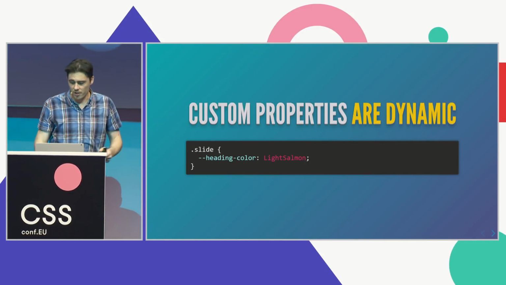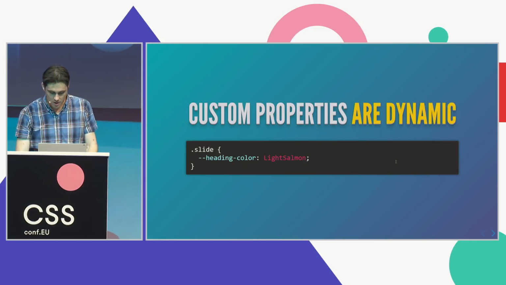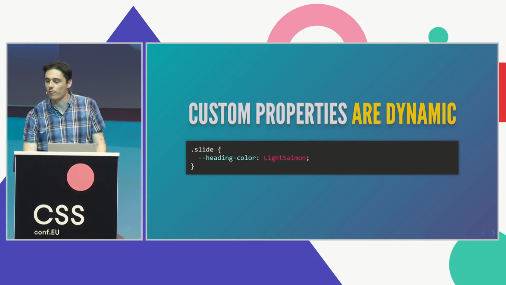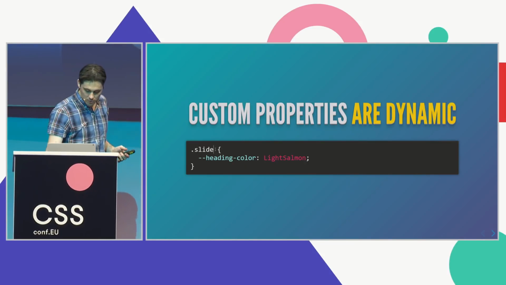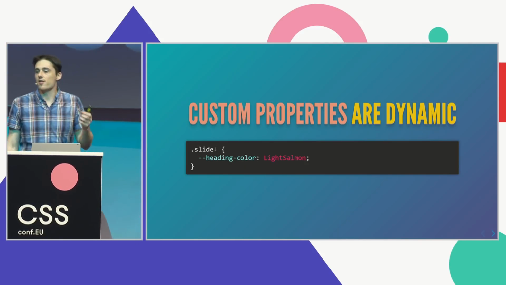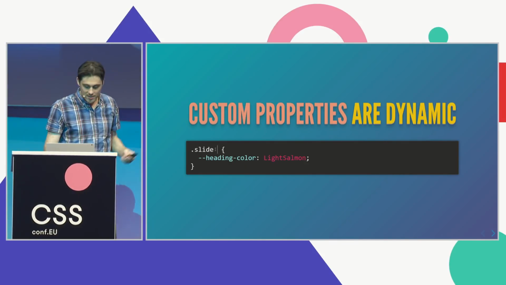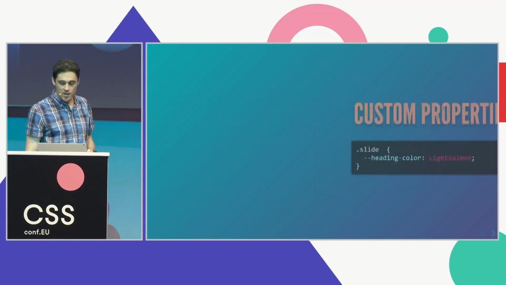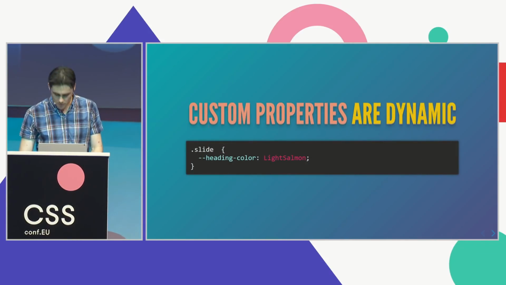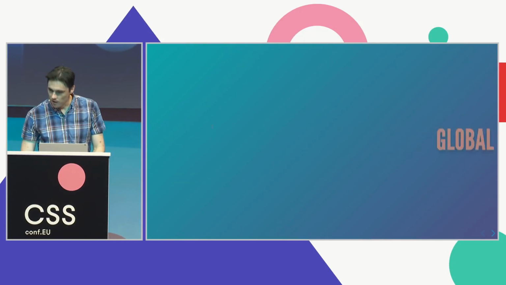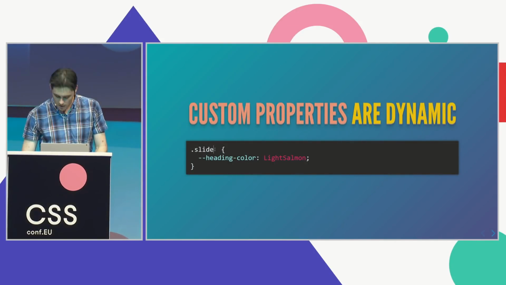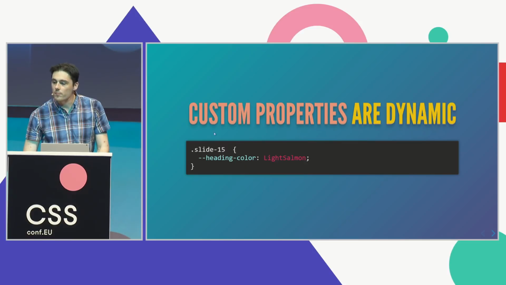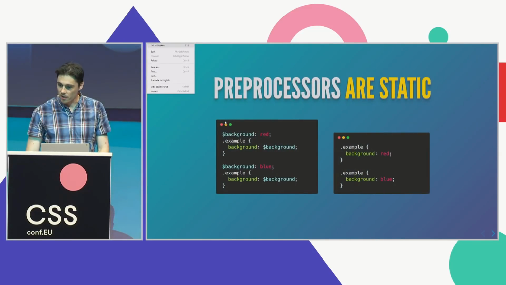And I want to show you a little bit of an example of this, which is why I was struggling to see the cursor here before. So if I apply this example to my slides, you can see that the heading color has picked up this light salmon, and that's going to affect all of my slides, including the previous ones there. However, I can scope this to just slide 15 as well, and you'll see that none of the previous slides are going to be affected anymore.